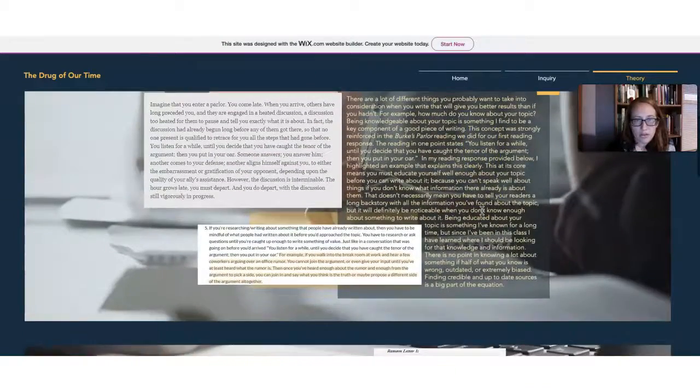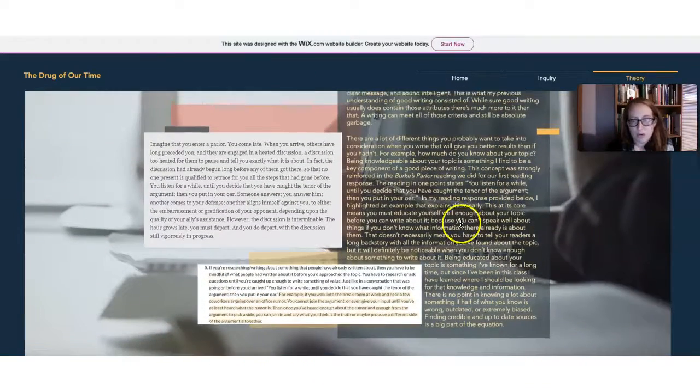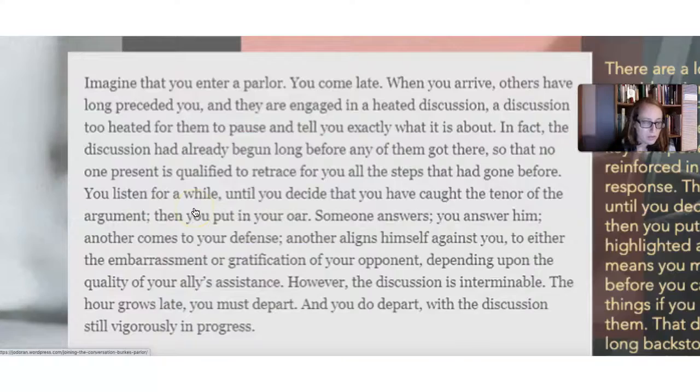And again, you can go through, and one of the key things to remember is this is still a digitally designed kind of essay when you're talking about the writing theory. So this concept was strongly reinforced in the Burke's Parlor reading. They have a quote from that reading right here, and this actually links you. If you click on it, you can see the link.